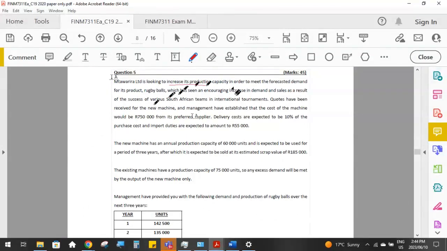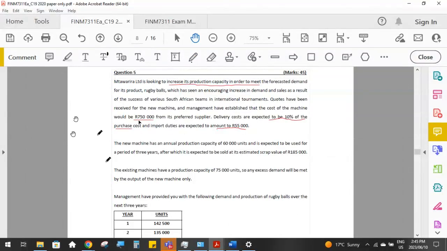So just take note, they want to increase their production capacity. They've got machines that they already own, and they're going to buy a new machine to add to the machines that they've already got. Cost of the new machine would be 750,000. Delivery costs will be 10% of the purchase cost, and then also they have to pay additional import duties of 55,000.